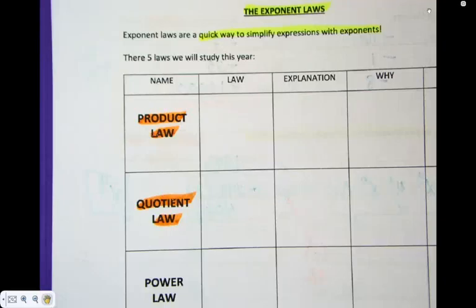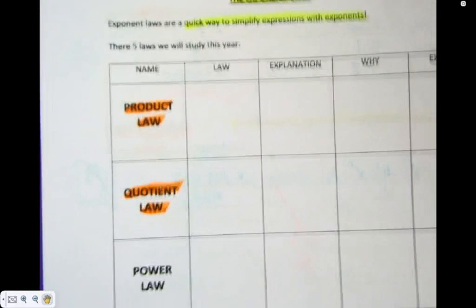So if polynomials went well for you, this unit will probably go well for you. If polynomials did not go well, fix it. Come and see me. Come for some extra help. Email me. We can fix it before we get to the end of this unit.